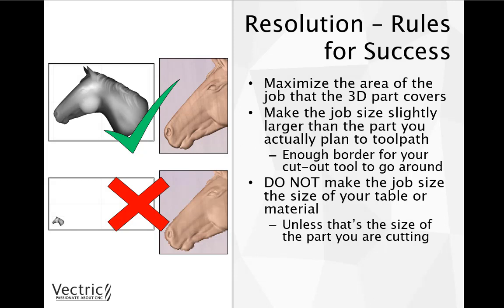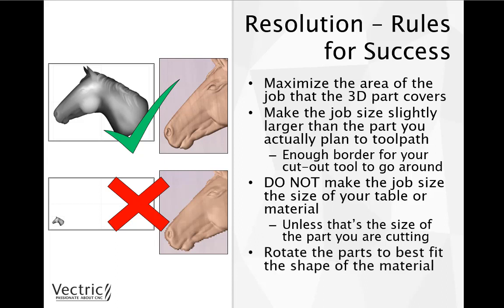And a good idea is to look at the part that you plan to toolpath and add an inch or a couple of centimetres around the part, assuming it's large enough to accommodate any cutout operations that you plan to do. And in some situations, you may want to rotate the parts to best fit the shape of the material in order for you to maximise the number of pixels being used. And this is something to think about if it appears that there is lots of white space.